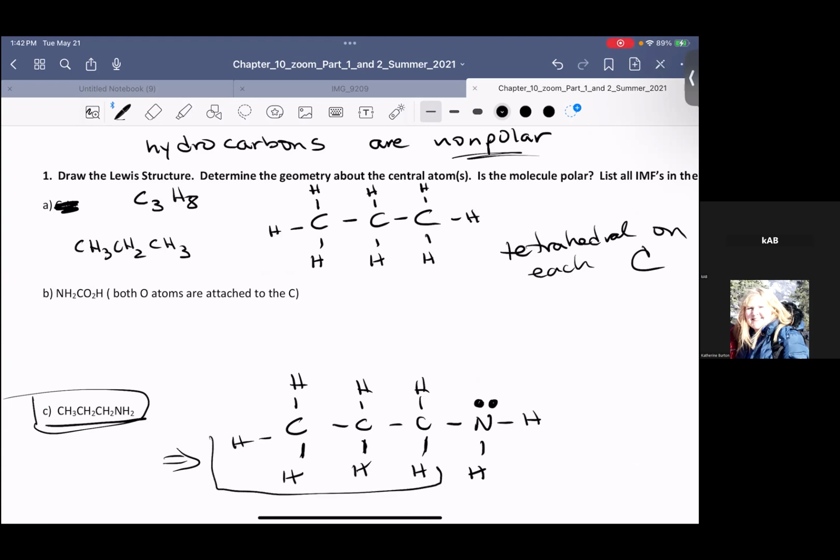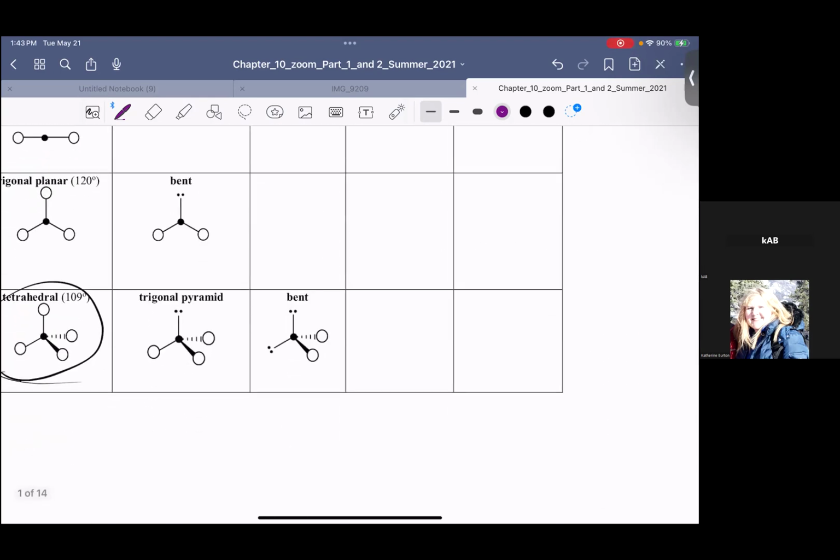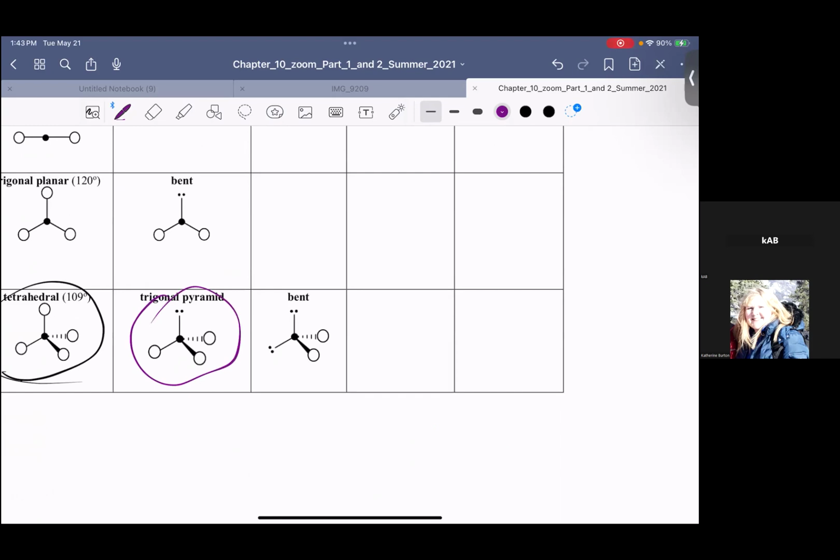The 3 carbons here are all tetrahedral. But in the case of this nitrogen on the end, it is not tetrahedral. We need to consider its geometry. It is attached to a carbon, 2 hydrogens, and it has a lone pair. If we go back and look at our structures, we are now right here. The geometry on that nitrogen is trigonal pyramidal.